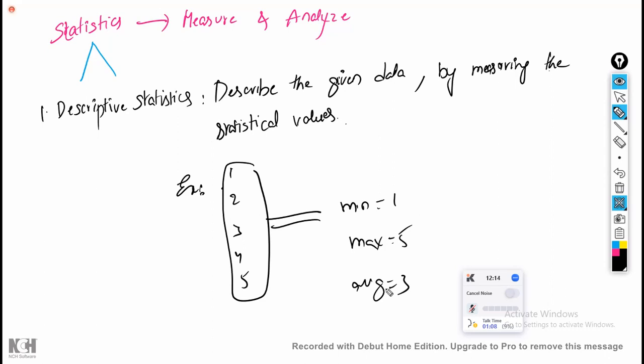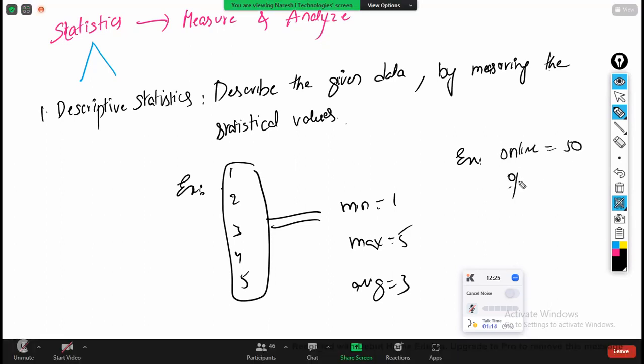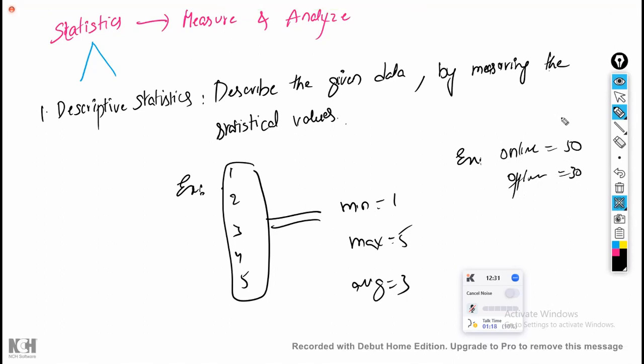For example, in this class, I have online students and offline students. The total number of online students is 50. The total number of offline students is 30. What am I measuring? The total number of students, the count. By measuring the count, I'm describing my data, here the students.